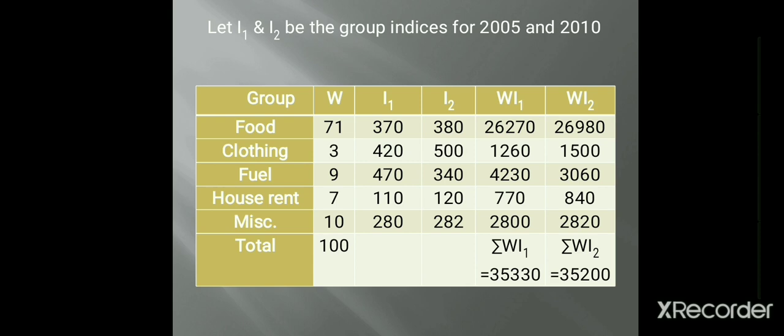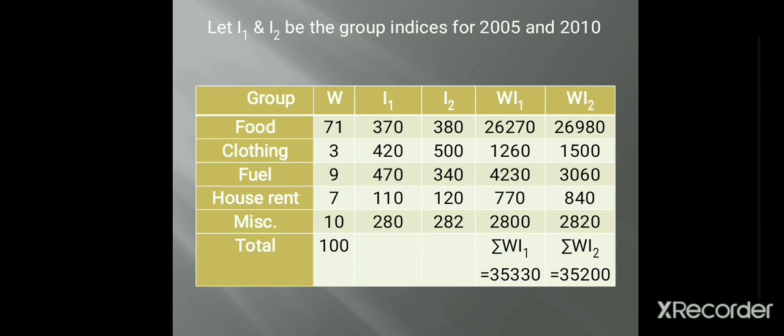Here we go. 71 multiplied by 380 is 26,980. 3 multiplied by 500 is 1,500. 9 multiplied by 340 is 3,060. 7 multiplied by 120 is 840. And 10 multiplied by 282 is 2,820. The total of all the values in Wi2 column, that is summation Wi2, is 35,200.